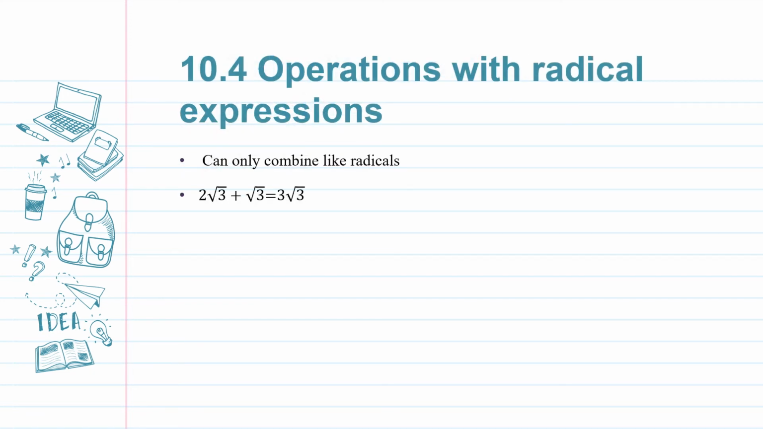Now 10.4, we're going to talk about operations with radical expressions. So you can only combine like radicals. Think about it in general with combining like terms. You can add x with x, but you can't add x with y. So for example, if I have 2 square root of 3 plus square root of 3, both of these have square root of 3 in them, so I can add them. My final term is going to have square root of 3. I have 2 here and then 1 here. 2 plus 1 is 3, so 3 square root of 3.